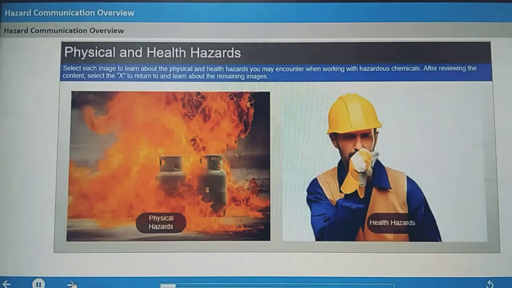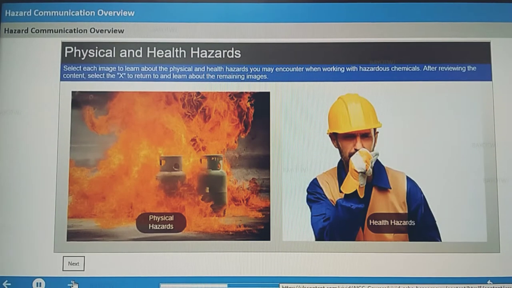Most chemicals have some specific hazard potential to either your health, your surroundings, or both. Select each image to learn about the physical and health hazards you may encounter when working with hazardous chemicals. After reviewing the content, select the X to return to and learn about the remaining images.